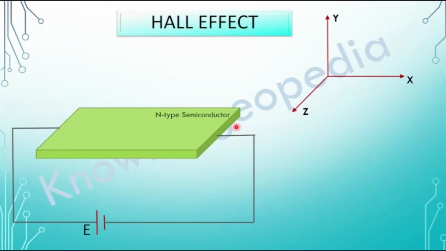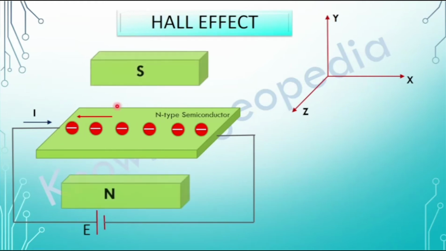We all know that the majority charge carriers in case of an N-type semiconductor are electrons, which are negatively charged particles. So if I am applying the electric field, these are the electrons inside the semiconductor. Automatically they will be drifted towards the positive terminal of the applied electric field. Thus the electrons are moving in the negative x direction, and due to this movement of electron, a current flows in the positive x direction. This is the direction of the current due to the electron movement.